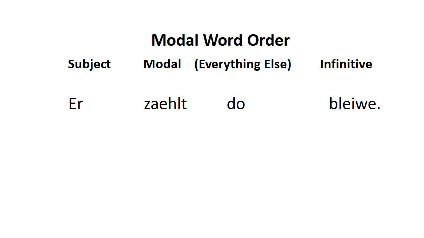Now, this is a modal verb, so you have to use the modal word order that we've seen in previous lessons, where you use an infinitive. All modals take the infinitive, and the infinitive goes to the end. So in this case, it's Er zählt do bleibe. Literally, he will here stay. Bleibe means to stay. Er zählt do bleibe. You would translate that as he'll stay here.